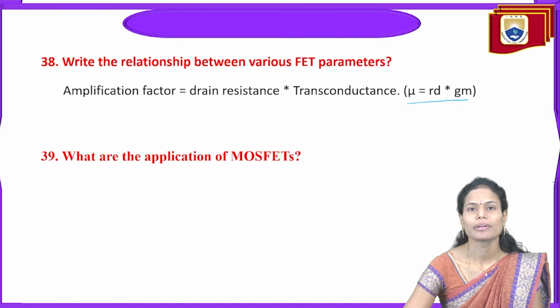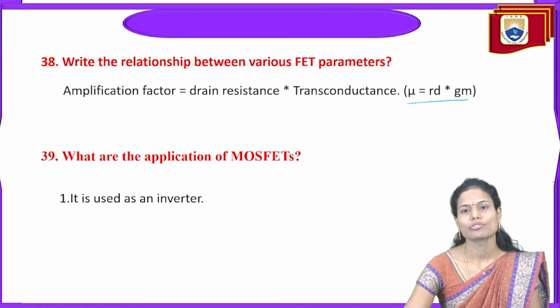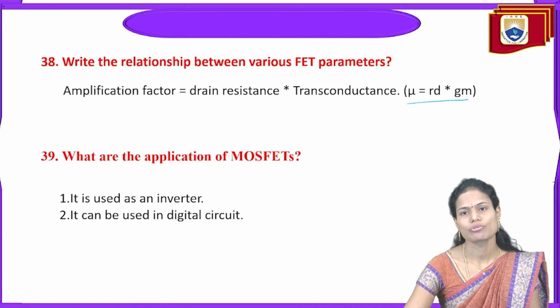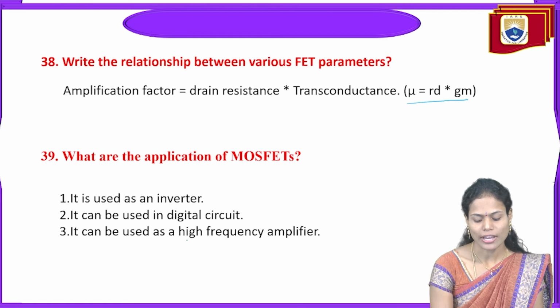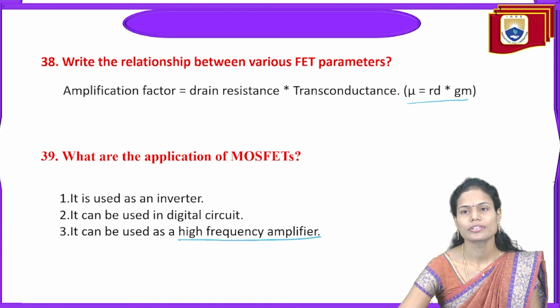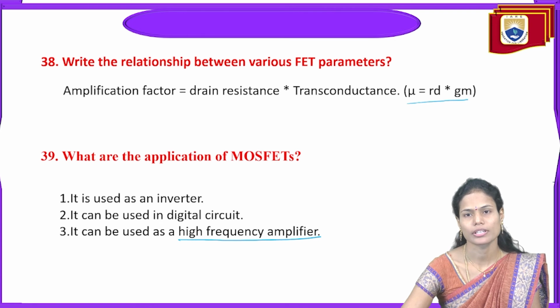And next, what are the applications of MOSFETs? Generally, we can utilize MOSFETs for the inverting purpose as an inverter, and we can utilize these MOSFETs for designing digital circuits, and they can be used as high frequency amplifier circuits. These are the different applications of the metal oxide field effect transistor. Normal FETs are used for buffering purposes. These are also used for generating waveforms, as well as for high frequency amplification.